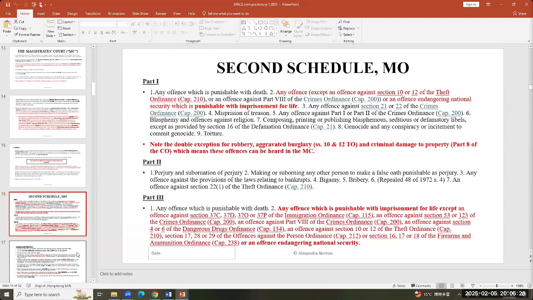But you can see in brackets, there's a carve out. It says, except an offense against section 10 or 12 of the theft ordinance. So section 10 is robbery. If you look at section 10 of the theft ordinance, robbery is an indictable offense. The maximum sentence is life imprisonment. But because of the carve out, in part 1 of the second schedule, it means that it can actually be tried summarily in the magistrate's court. You see here, offenses endangering national security punishable with imprisonment for life cannot be tried in the magistrate's court.